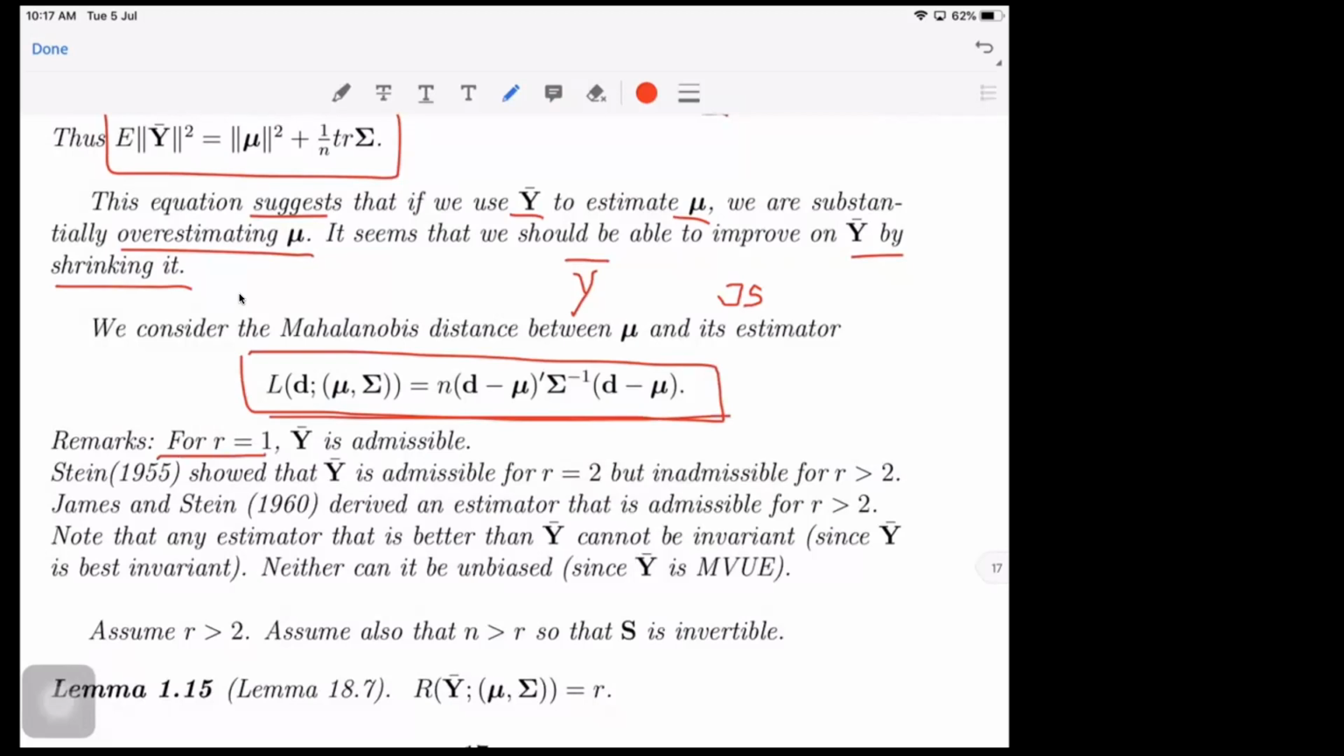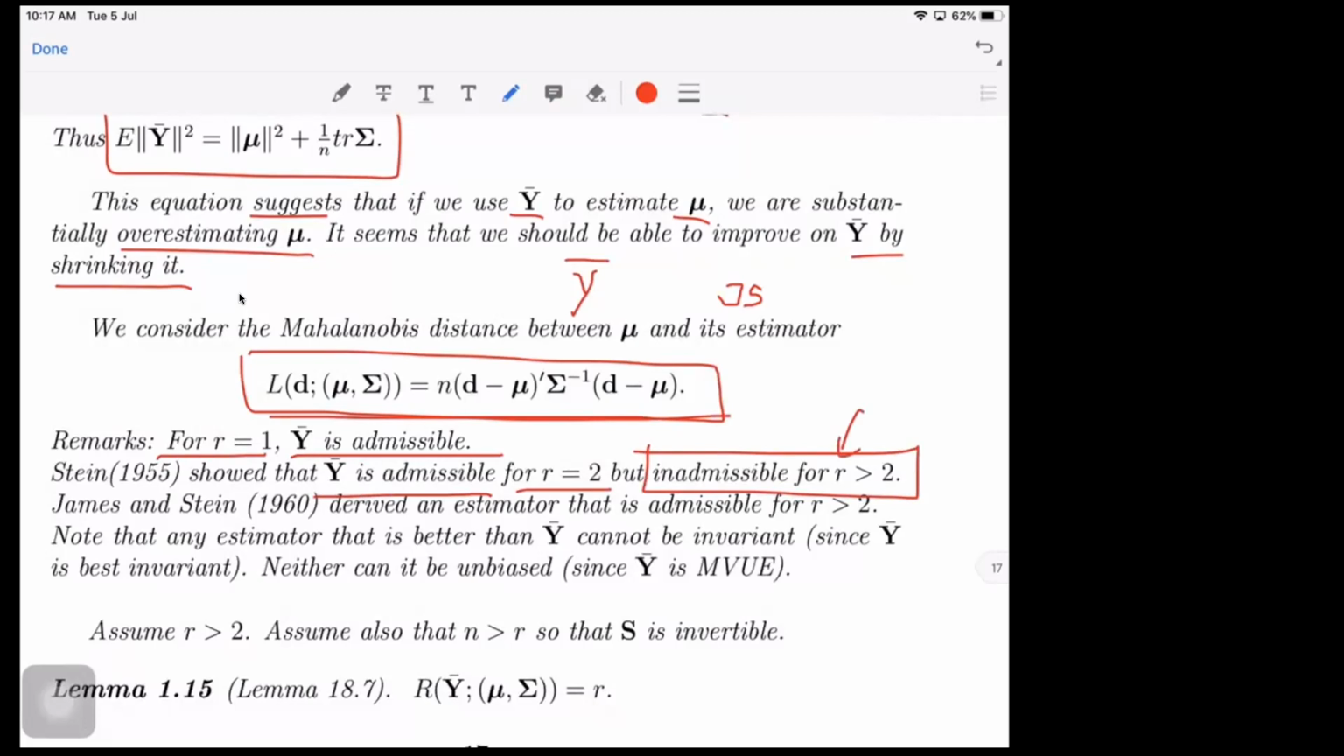So for r equal to 1, again, y bar will be admissible. For r equal to 2, y bar is still admissible, but it becomes inadmissible when r is greater than 2. So in the multivariate case, we use the variable r instead of p.